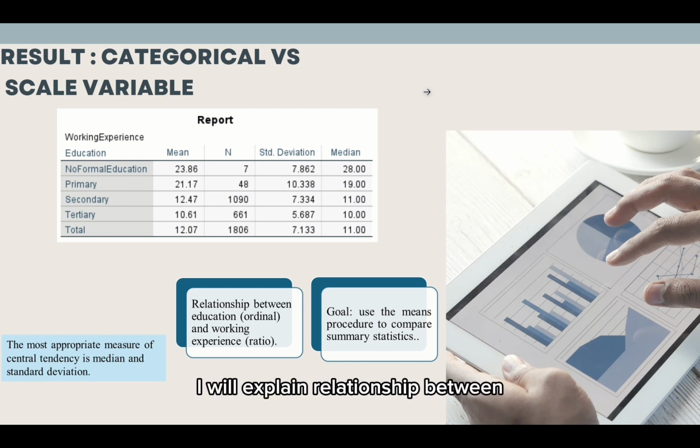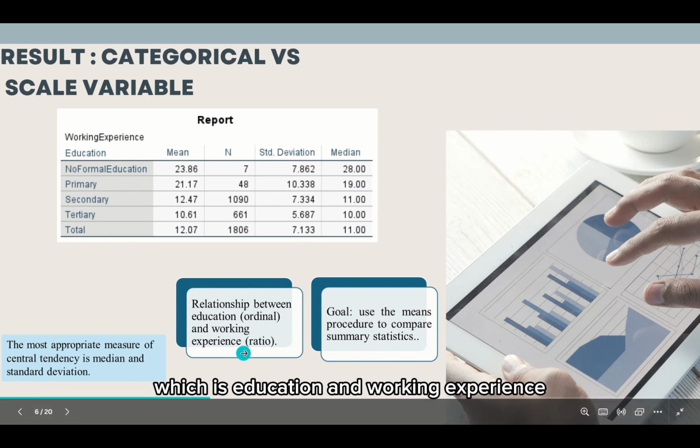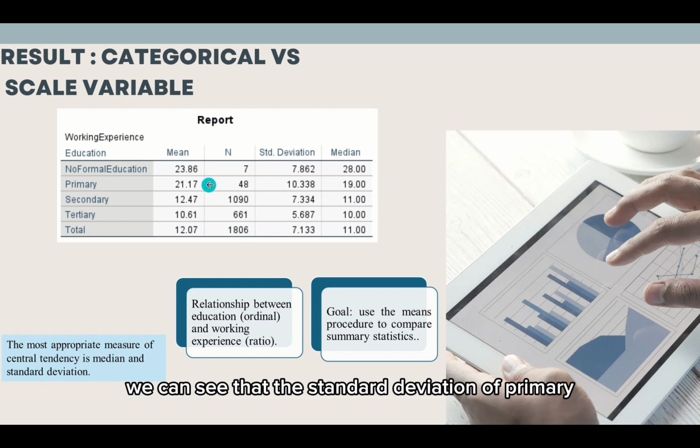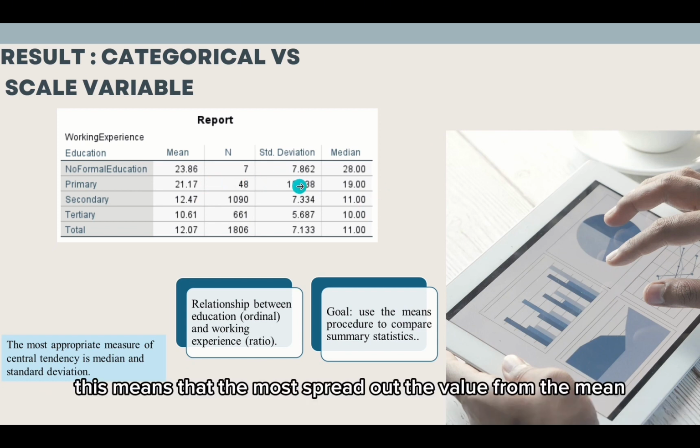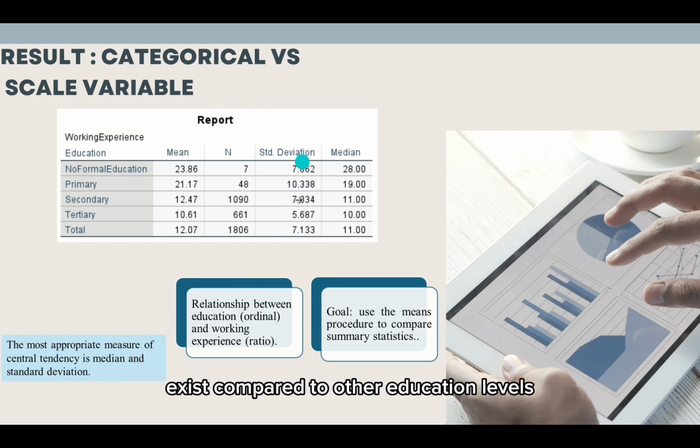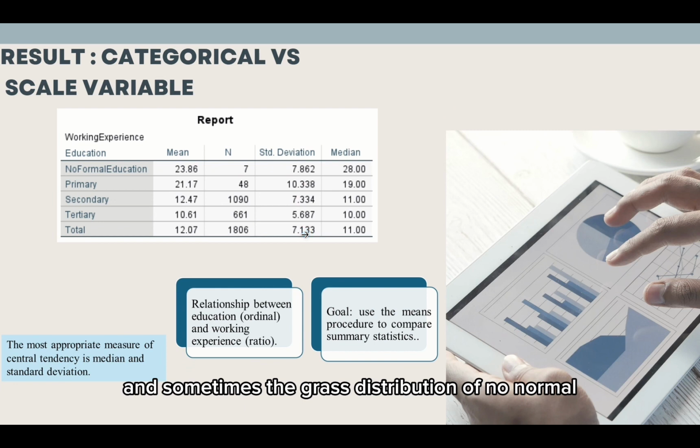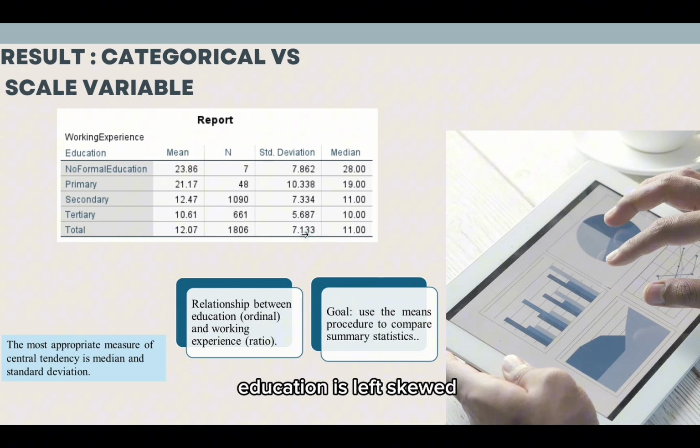After that, I will explain the relationship between a categorical variable and a scale variable, which are education and working experience. From the table, we can see that the standard deviation of primary is 10.33. This means that the values are more spread out from the mean compared to other education levels. At the same time, the graph distribution of no formal education is left skewed because the mean is less than the median from the table. The tertiary graph distribution is symmetric because the mean and median are almost the same, which are 10.61 and 10.